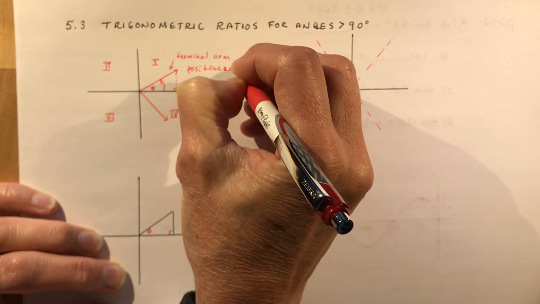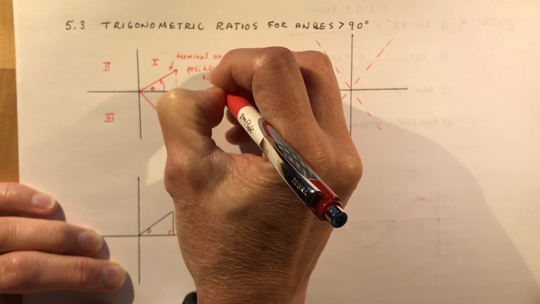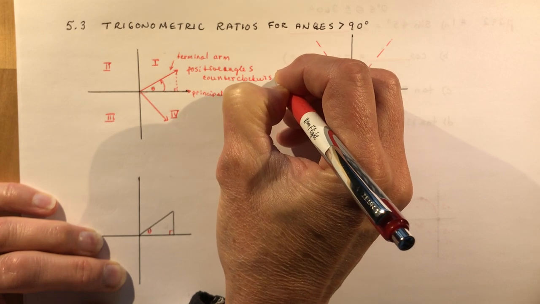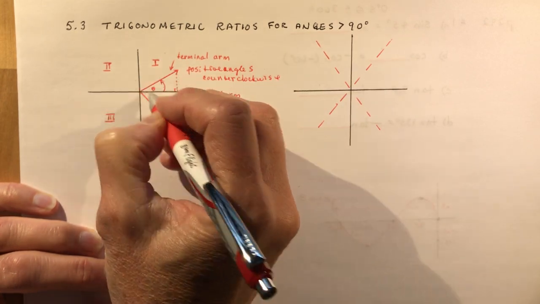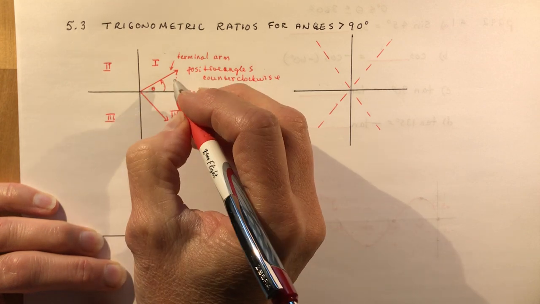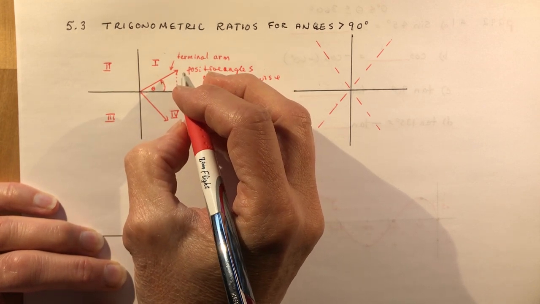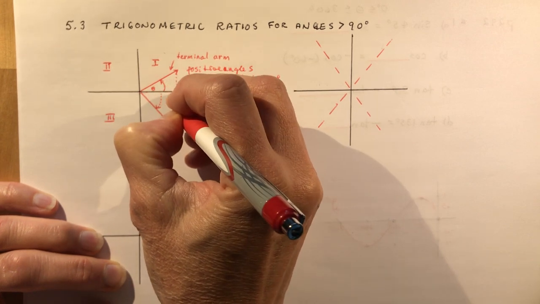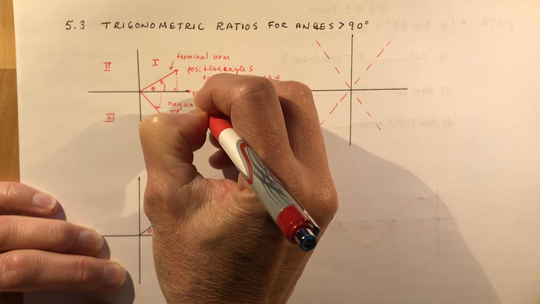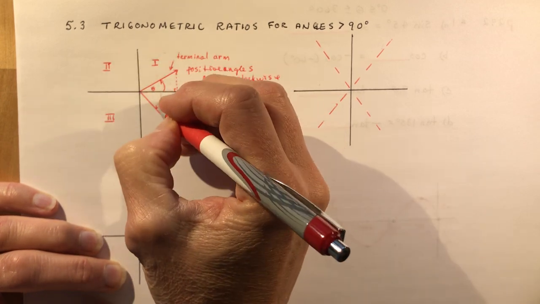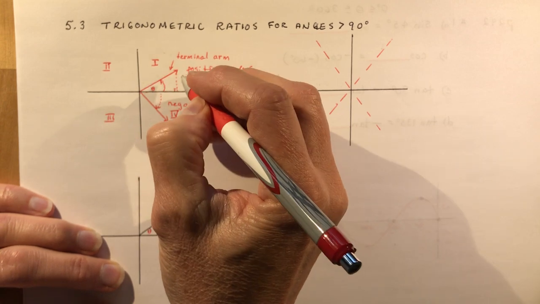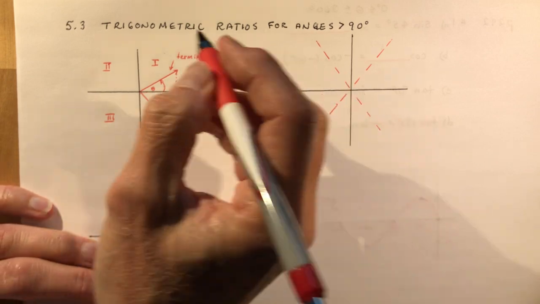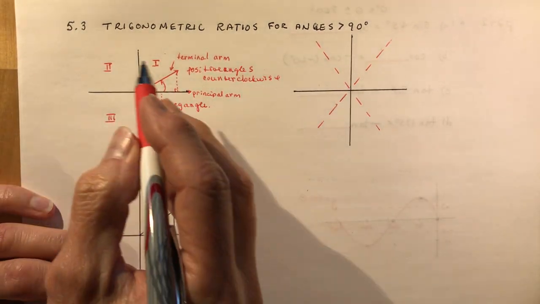So positive angles are counterclockwise. So these would all be positive. If I went from here to here, if I swung it into this quadrant. And if you go the other way, this is called a negative angle. This is a negative angle. And that's going clockwise. So if, let's say this was 30 degrees, this would be negative maybe 40 degrees. So you have to understand which way you're turning them.